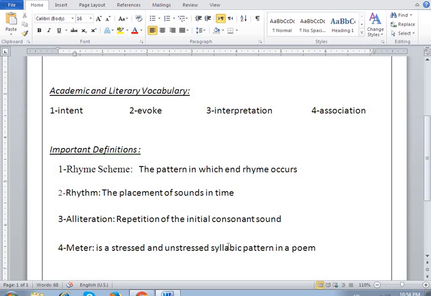Okay, guys. By the way, just for knowledge, I want to tell you about stressed and unstressed syllables. Stressed syllables are strong syllables, but unstressed syllables are weak syllables. So how do I know the stressed and unstressed syllable? A stressed syllable is long and has full vowel sounds, but unstressed syllables are short and often have reduced vowel sounds.